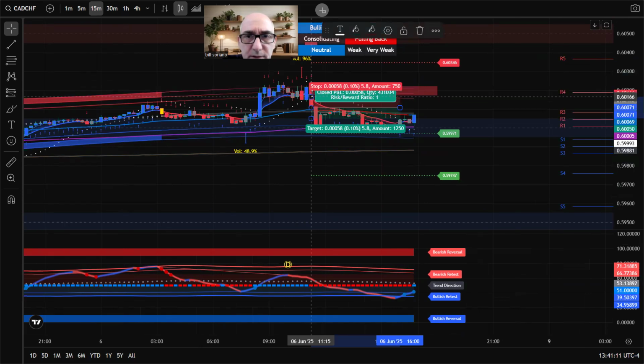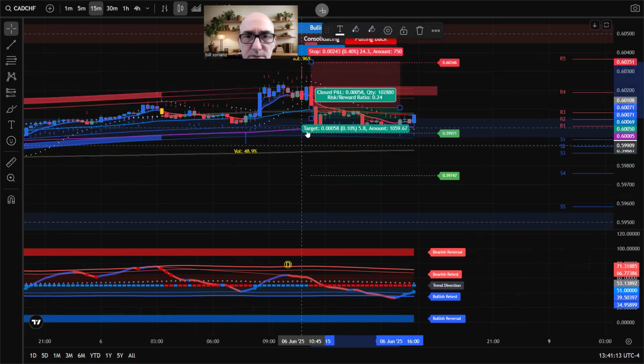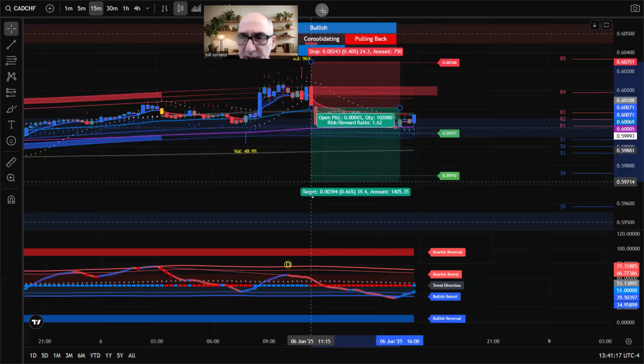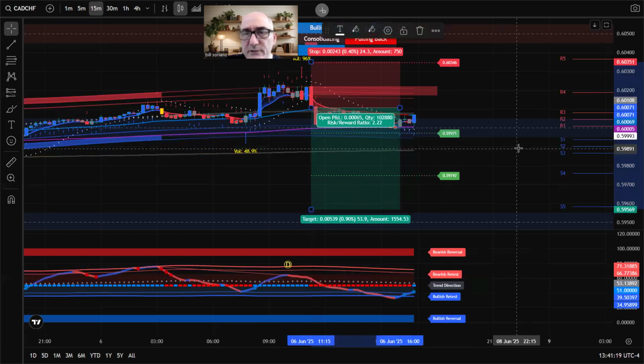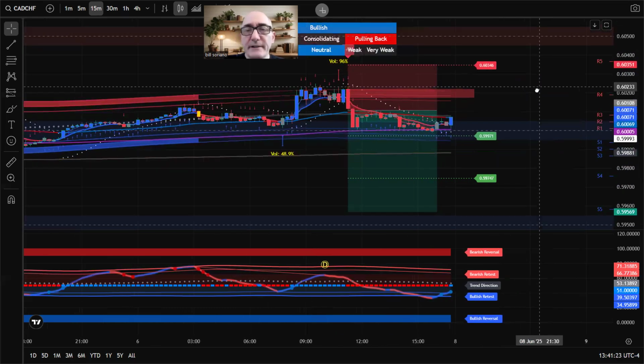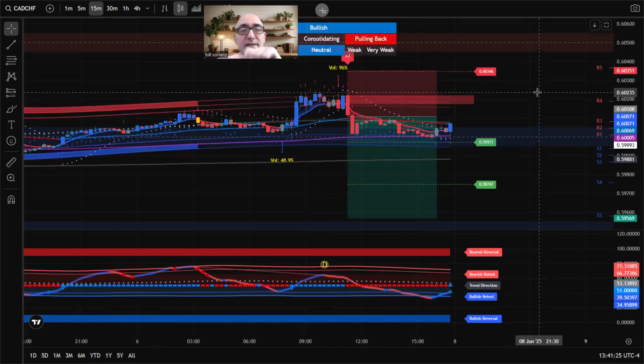So we can put that there. Stop loss there. So that's a 1 to 5. And then if we pull it down here, we do get our 1 to 2.22. So we are able to take these trades because, again, in our trade plan, it says we need to get at least a 1 to 2 risk to reward ratio on the trade.